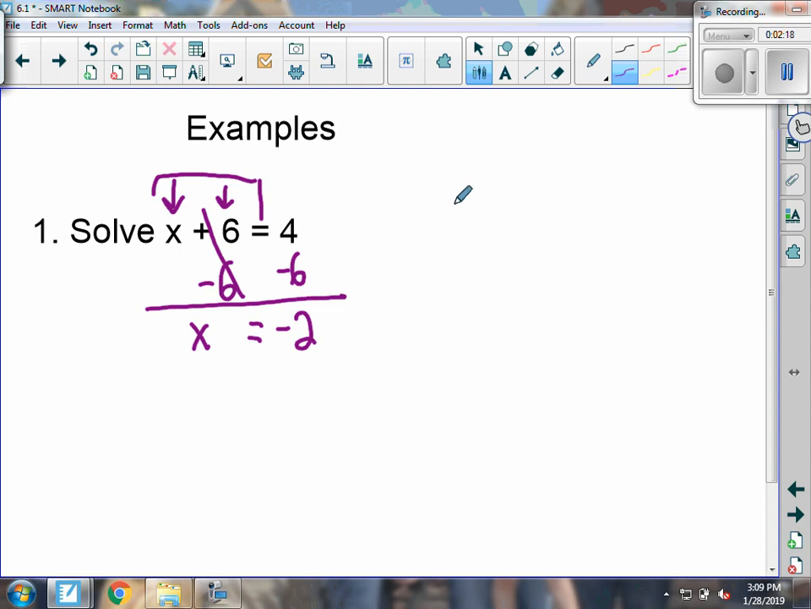I can check this by plugging it back into my original equation. So if I plug in negative 2 for x, then I have negative 2 plus 6 is equal to 4. And that is a true statement. Negative 2 plus 6. You have a positive and a negative, so you subtract your absolute values, and you're left with 4 is equal to 4, which is true.